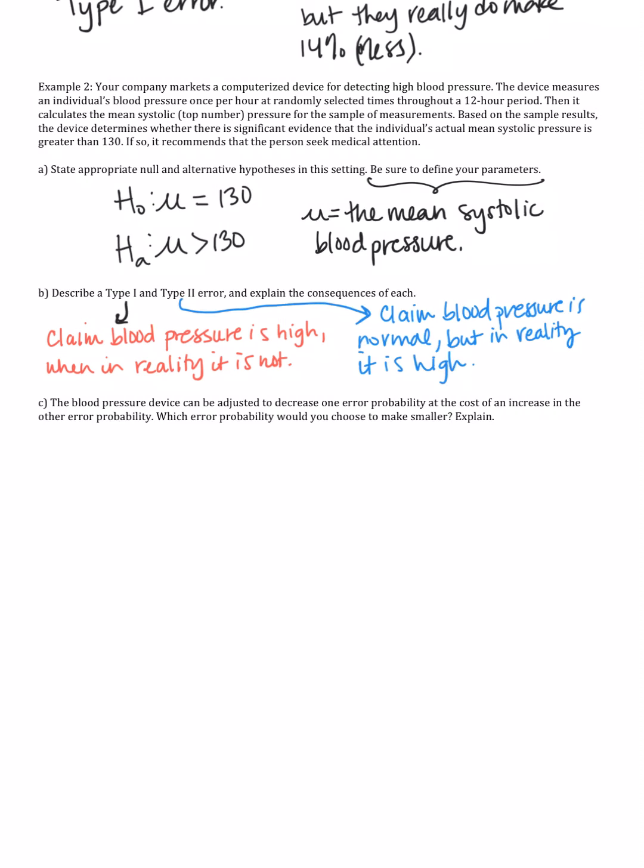All right, let's move to part C. The blood pressure device can be adjusted to decrease one error probability at the cost of an increase in the other. Which error probability would you choose to make smaller? Okay, so a type 1 error, the consequence here is really wasted time because we would tell someone they have high blood pressure, tell them to come back to the doctor. They would come back and then we'd be like, whoops, just kidding. No, it's not. You're good.